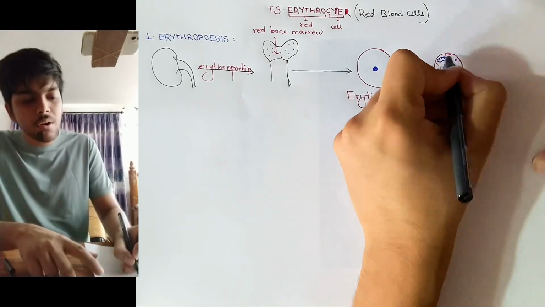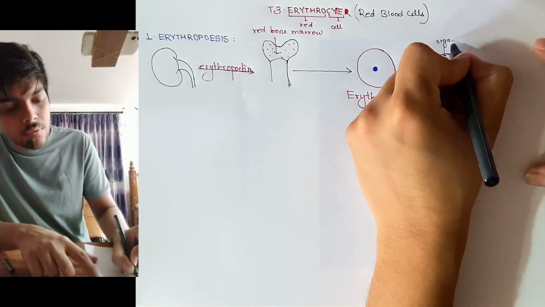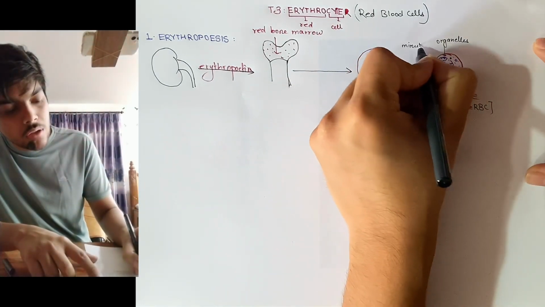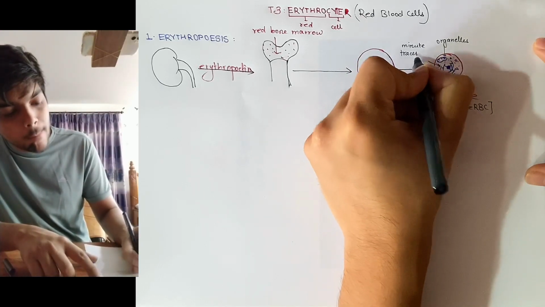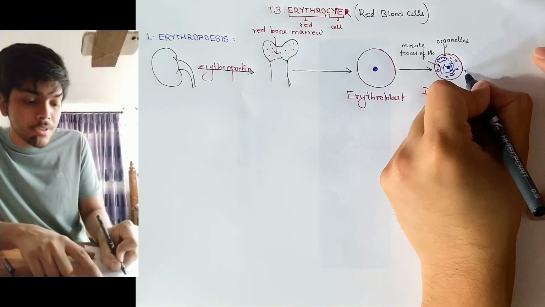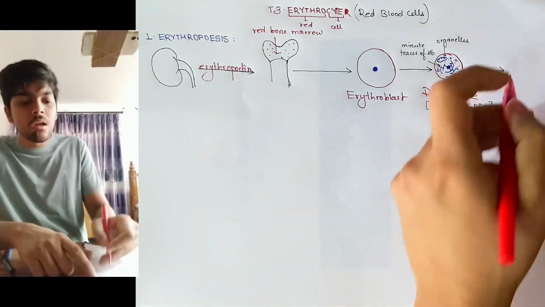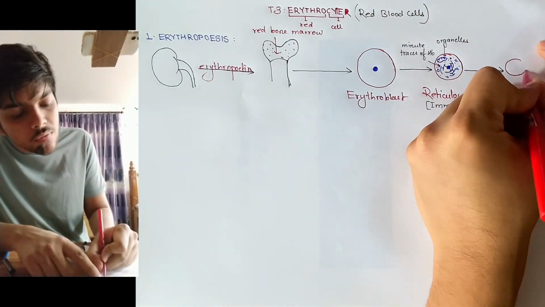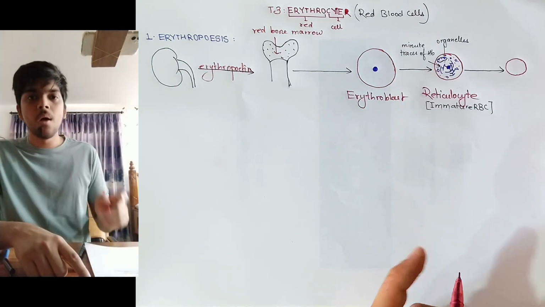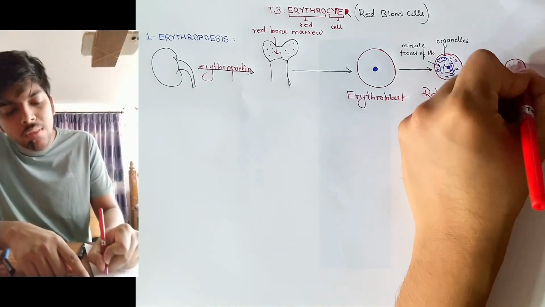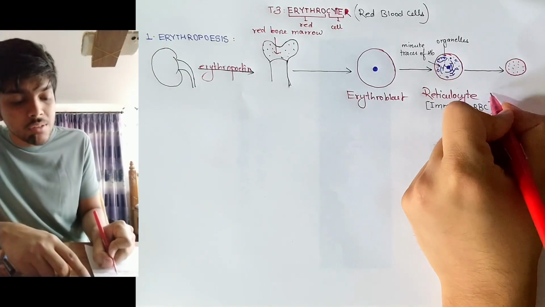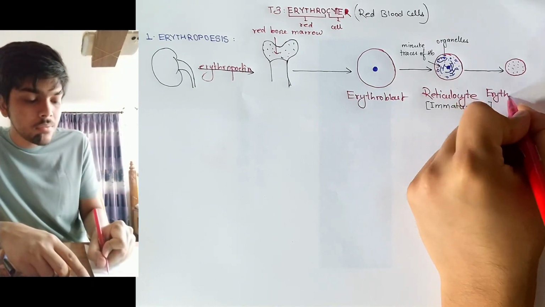So it contains what and what? It contains organelles and it contains minute traces of hemoglobin. Once this reticulocyte matures, it forms an even smaller cell which does not contain any cell organelle, not even nucleus, but is completely filled with the respiratory pigment or hemoglobin. And this right here is known as erythrocyte.